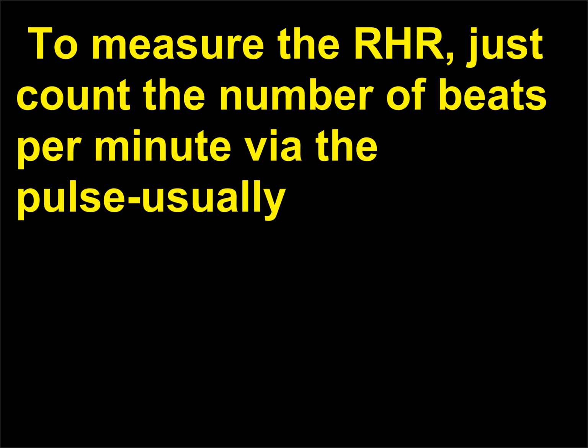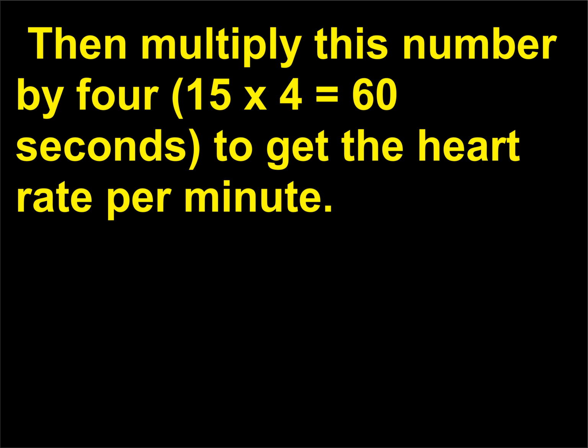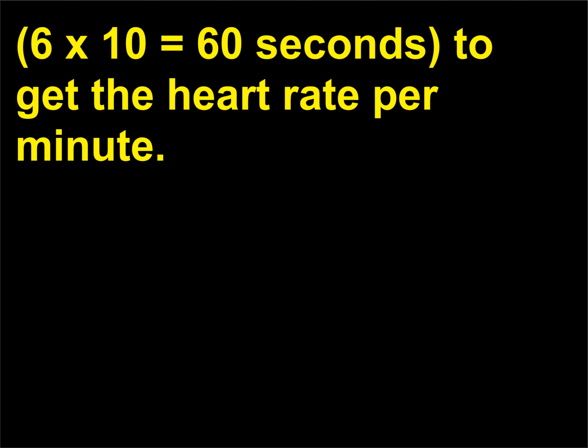To measure the RHR, just count the number of beats per minute via the pulse, usually taken either on the inside of the wrist or along either side of the neck, for 15 seconds. Then multiply this number by 4, since 15 x 4 equals 60 seconds, to get the heart rate per minute. Or count for 10 seconds, then multiply this number by 6, since 6 x 10 equals 60 seconds, to get the heart rate per minute.